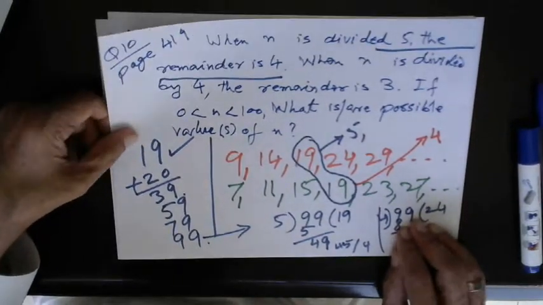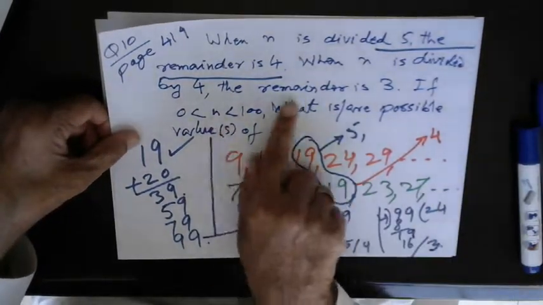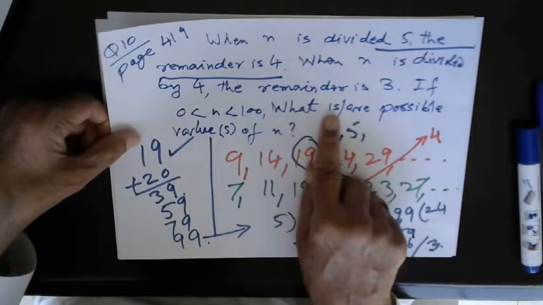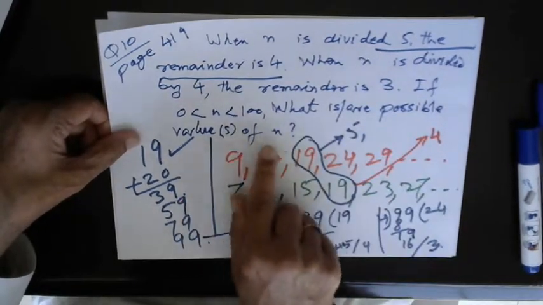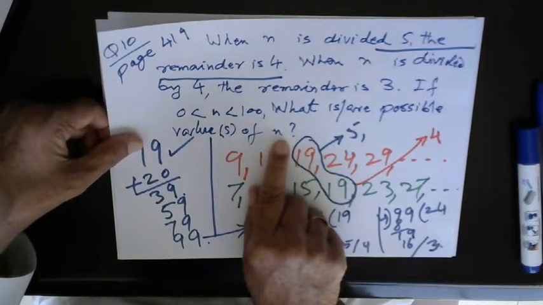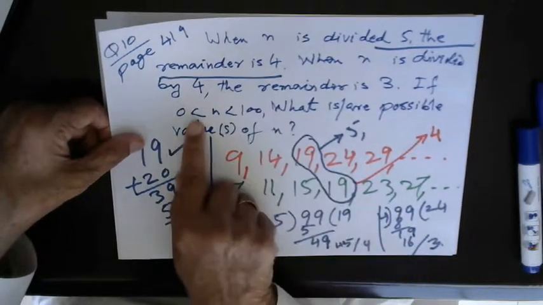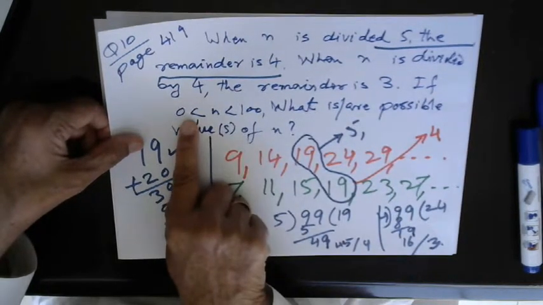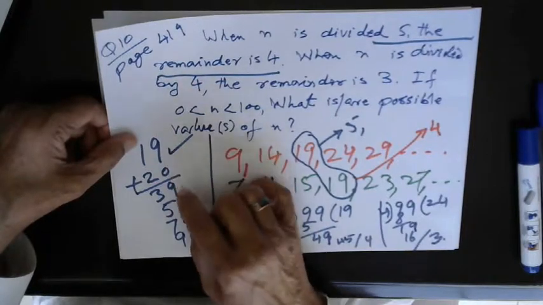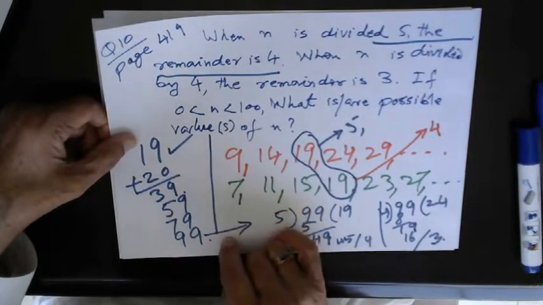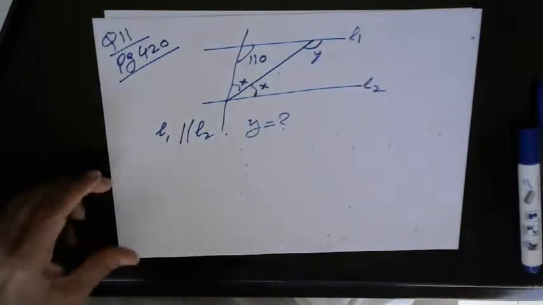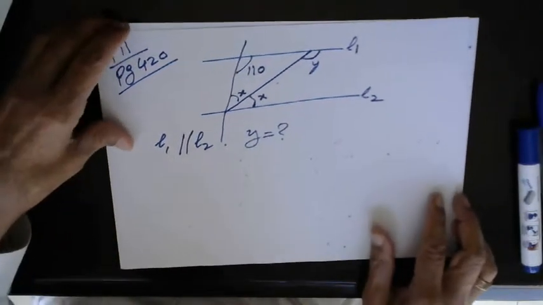So these are the answers, because what are the possible values of n? n is to be less than 100 and greater than 0. So 19, 39, 59, 79 and 99. These are the answers. Let us move on to number 11.